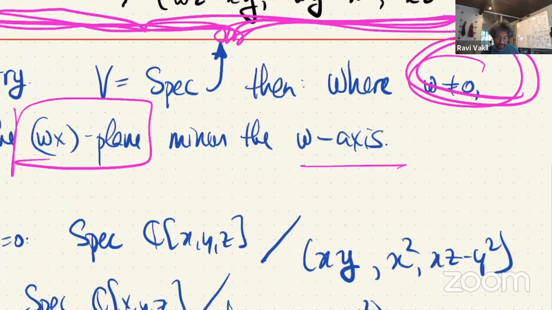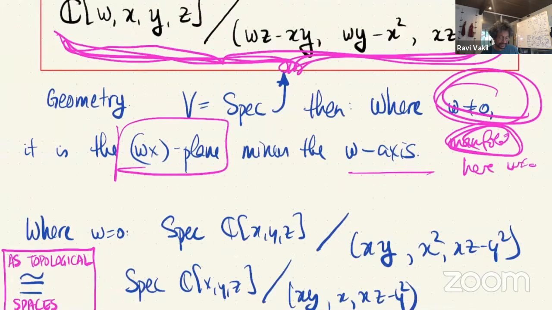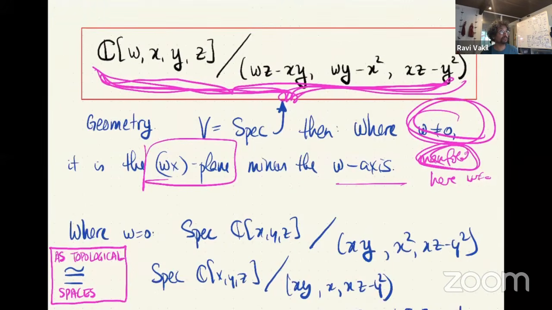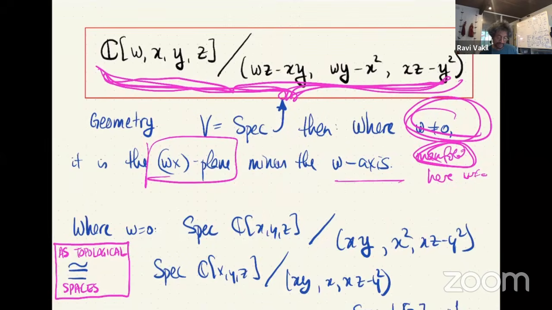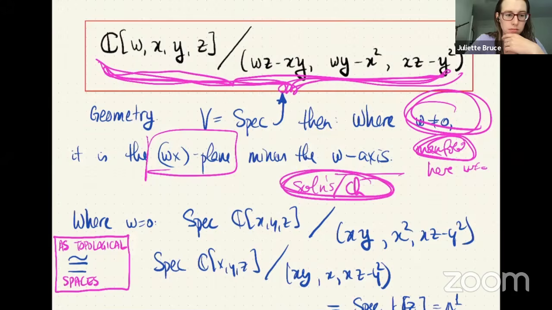And now I can, for example, tell you that it is a manifold. If you don't want to think complex analytically, where W is not 0, because I know what it is as a ringed space. As a ringed space, it looks just like the WX plane minus the W axis. So where W is not 0, it's a manifold. Or if you're more arithmetic, you can try to find solutions. Forget the complex numbers. Let's do solutions over the rational numbers. Well, you now have enumerated all the solutions over the rational numbers where W is non-zero, and this will give you a recipe for doing it.